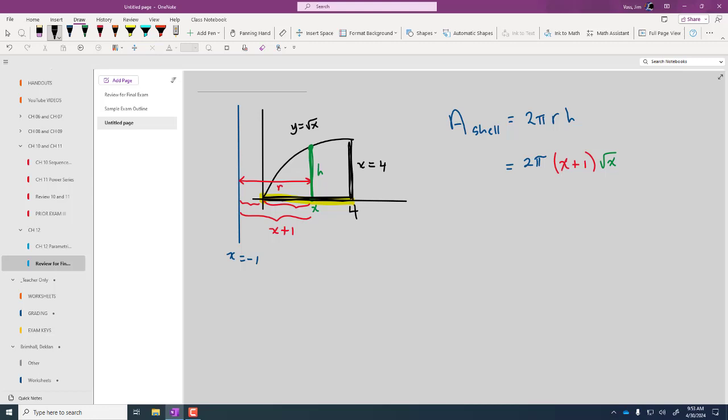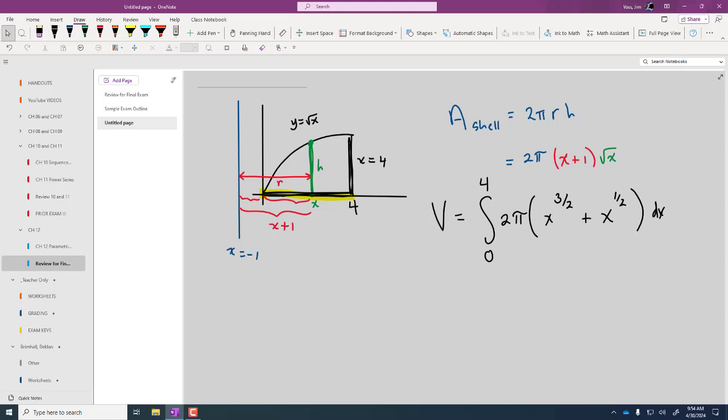Okay, so then the integration to get our volume, we're going to integrate from literally where we see these green vertical lines, 0 to 4. Not -1 to 4, 0 to 4. Everybody follow that? And then let's turn this square root into fractional exponents because we love fractions. So it's easier to integrate with fractional exponents, of course.